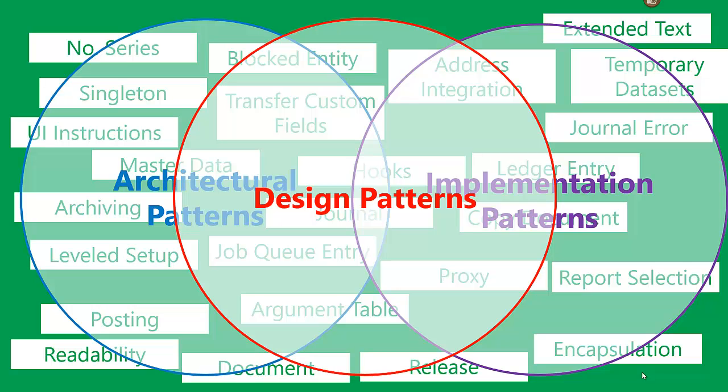Implementational patterns are methodologies to write and structure code and objects. This is where we can find the partner-ready software patterns, such as hooks, facades, and interfaces.